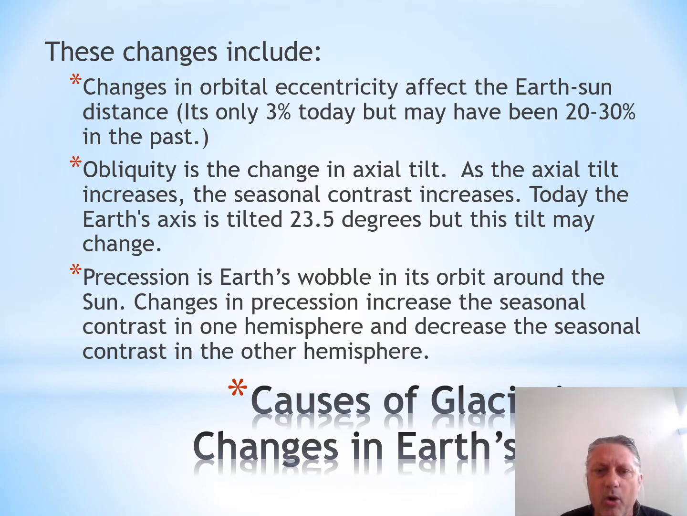We mentioned the orbital eccentricity. That is how flat our orbit is, or how oval our orbit is. Our orbit is actually elliptical. The axial tilt causes seasons. So we have a 23.5-degree axial tilt, but if the tilt changes, that's the obliquity, that would change our climate zones and cause different glacial, interglacial scenarios. And then Earth's wobble in its orbit does affect our climate as well.